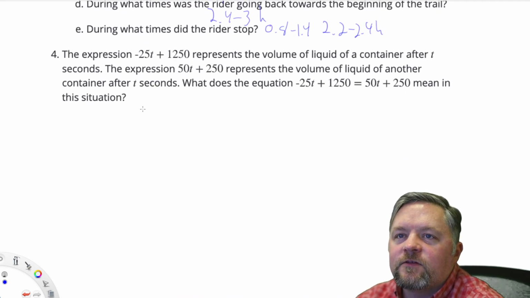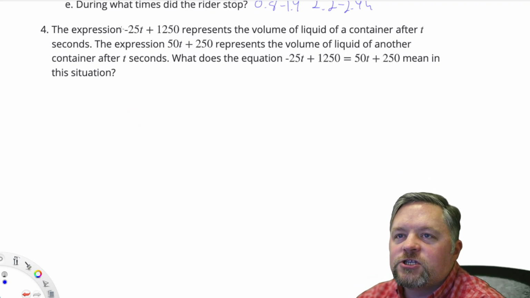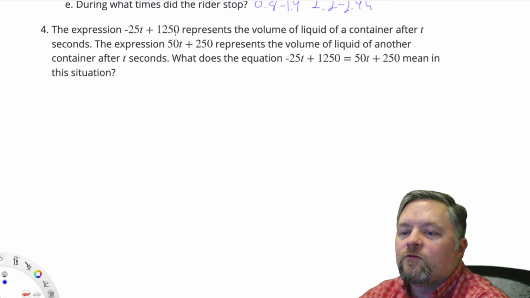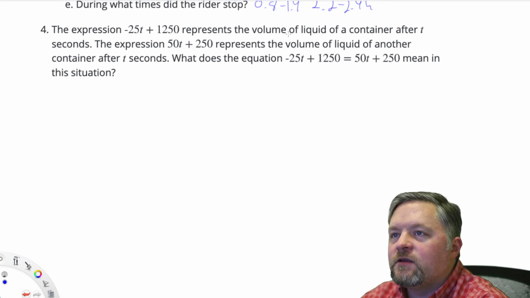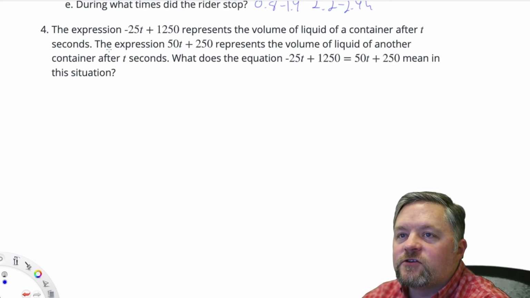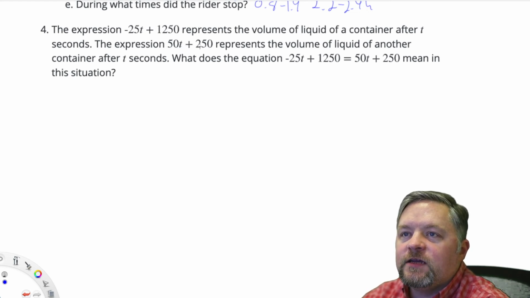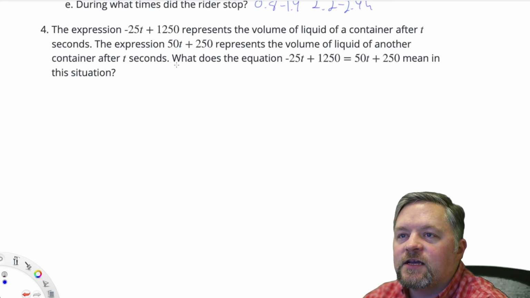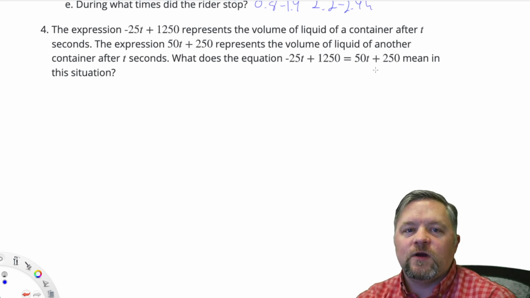Okay, that's it for those. The expression negative 25T plus 1250 represents volume of a liquid in a container after T seconds. The expression 50T plus 250 represents volume of liquid in another container after T seconds. What does the equation negative 25T plus 1250 equals 50T plus 250 mean in this situation?